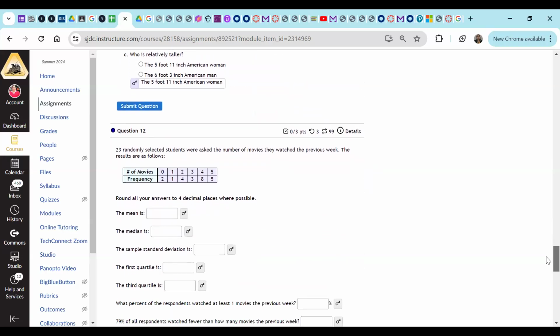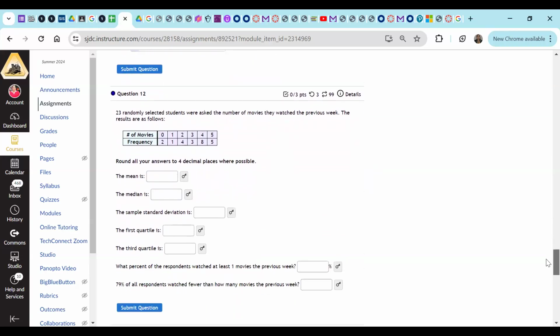Okay, this is question 12. This is saying 23 randomly selected students were asked the number of movies they watched the previous week. The results are as follows. And it says round all your answers to 4 decimal places when possible.